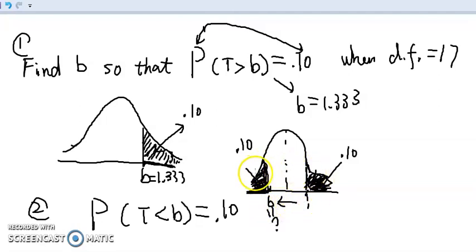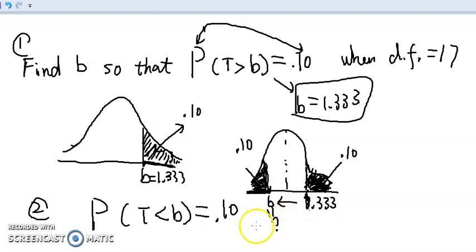But in order to use the table, we have to move this left side area to the right side area because of the symmetry. And if I find this value right here, this b value is going to be the opposite of that. So similarly, as we did before, that's going to be the right side area, which we can use the table for. So it's going to be exactly the same as this. So this value here is 1.333, and that means b is going to be negative 1.333. So in this case, b is equal to negative 1.333.